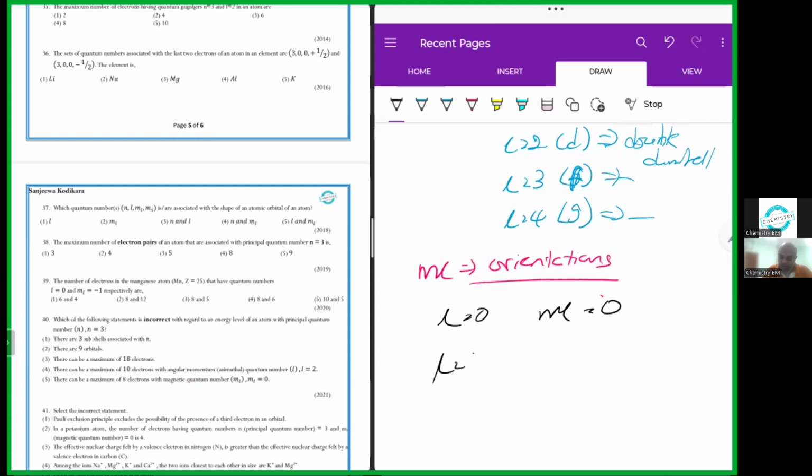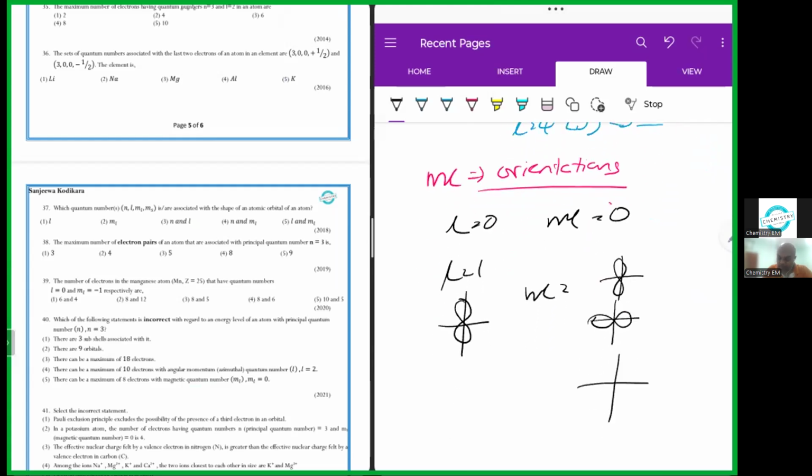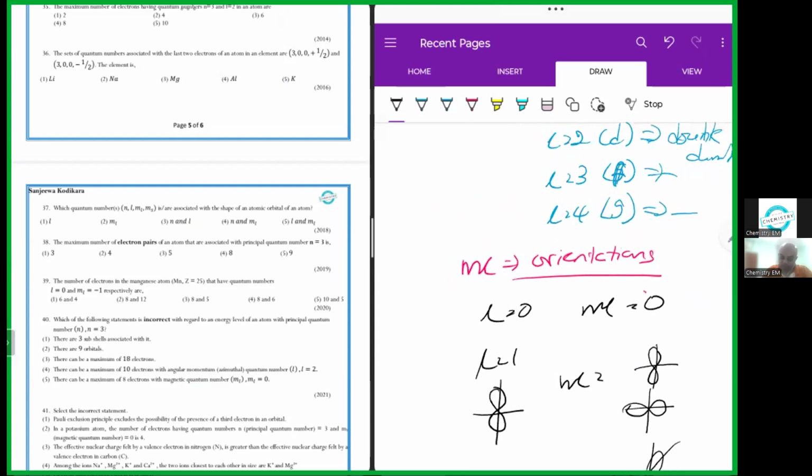So L is equal to 1 means it is dumbbell shape. So for ML there are three orientations, right? So when talking about orientation, again you are talking about the shapes, right? So likewise, ML is also an acceptable answer.